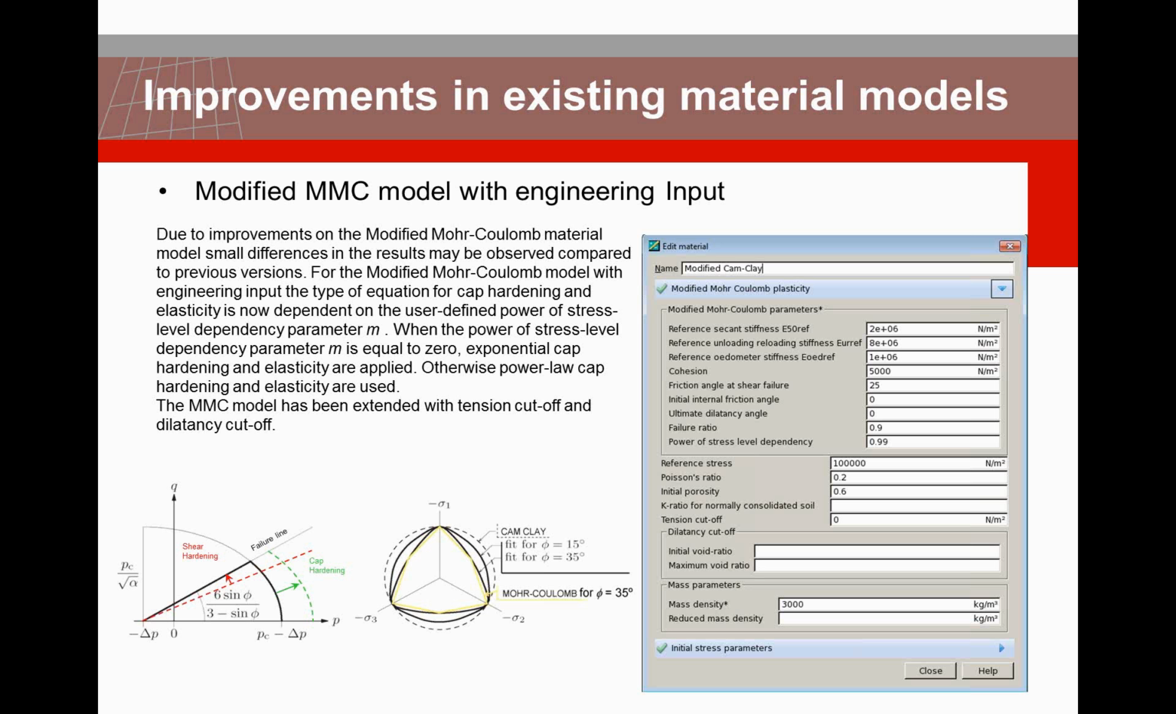So far in earlier versions there were sometimes convergence problems in these kinds of situations, and this new formulation of the modified Mohr-Coulomb model gives much more robust behavior. That's also because we extended this model with tension cutoff and the latency cutoff. And you can recognize the characteristics that need to be defined. For example, the latency cutoff defined by initial void ratio and maximum void ratio in the graphical user interface in the classes.